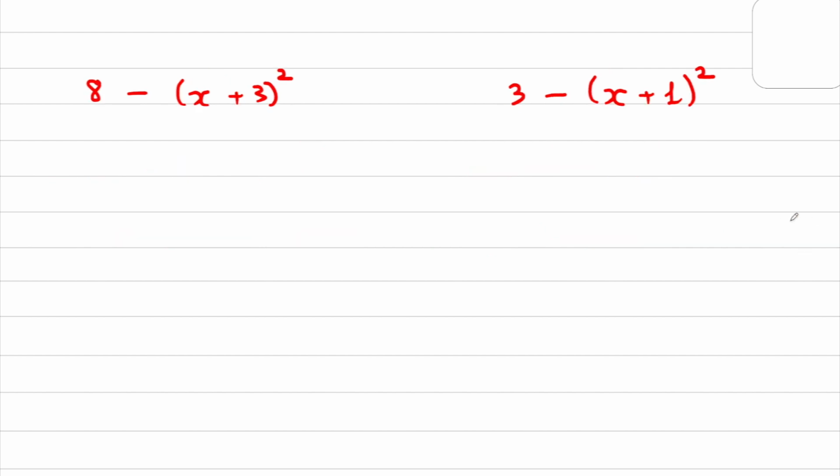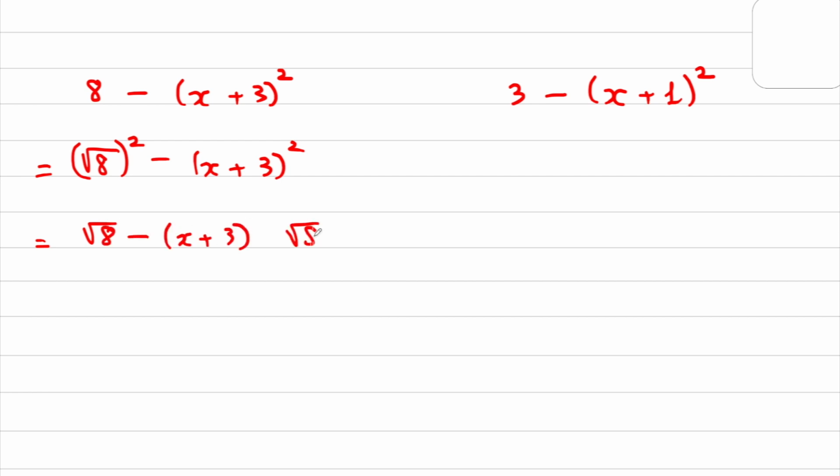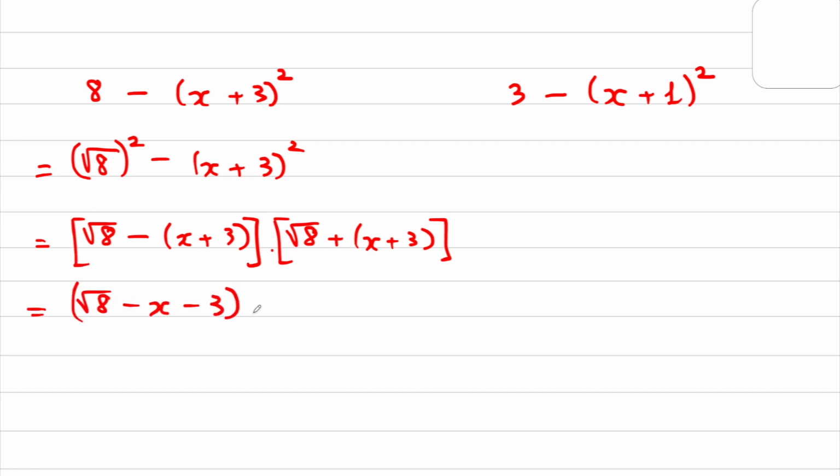For the next one, you have 8 and 3. Okay, I will write the same form. Squared, you have the form of the difference of the square, two squares subtracted together. Now square root of 8 minus x plus 3. The next bracket is square root of 8 plus x plus 3, inside the squared bracket like this one. So square root of 8 minus x minus 3. Go on to the next one, square root 8 plus x plus 3 here.